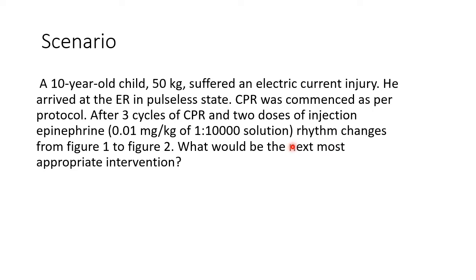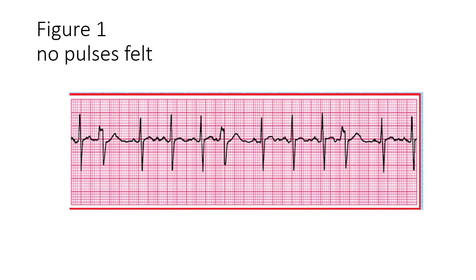And the scenario is that the rhythm has changed from figure 1 to figure 2. What should be our next most appropriate intervention? That's what is being asked. This is figure 1. Remember that the child has no pulses or is unresponsive when we are seeing this activity on the monitor. So what is this type of activity called? We should be able to recognize and understand which type of activity we are dealing with so that we go for the correct next step.